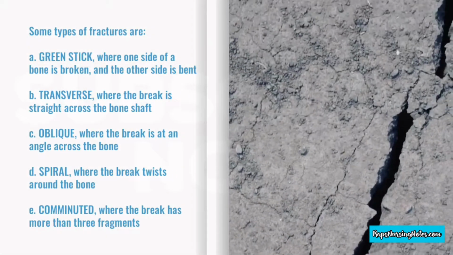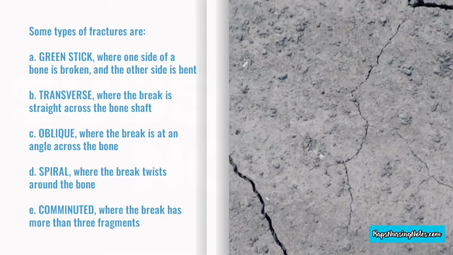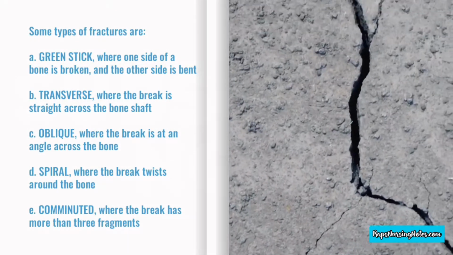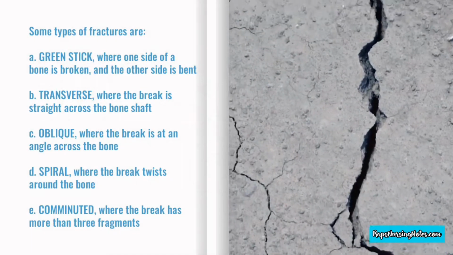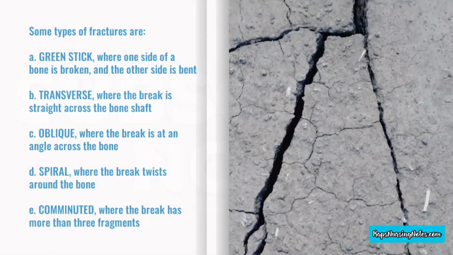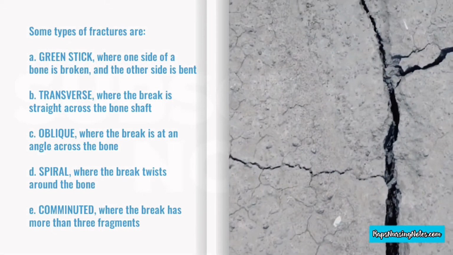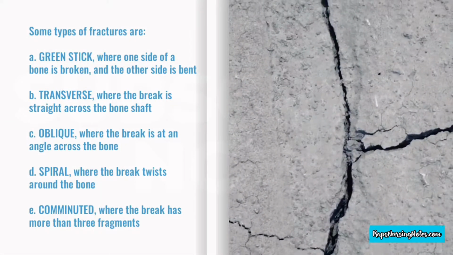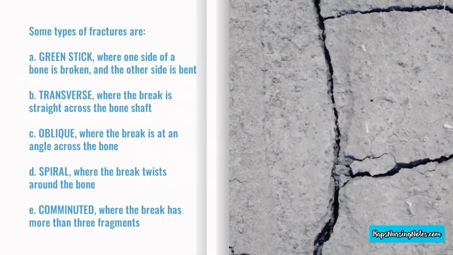Number 3. Some types of fractures are called greenstick fractures, where one side of the bone is broken and the other side is bent, and then we have the transverse fracture, where the break is straight across the bone shaft, and then we have the oblique, where the break is at an angle across the bone, and then we have a spiral fracture, where the break twists around the bone, and then the comminuted fracture, where the break has more than 3 fragments.